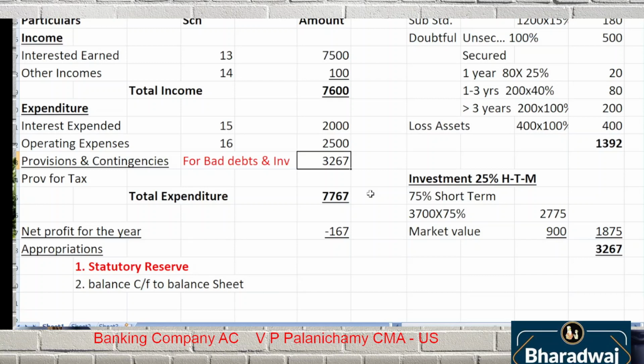So 1312 already plus 1875, 3267 is the provision and contingency. So since it's a loss, no need of providing for tax. So net profit for the year is minus 167. That is, net loss for the year is 167.